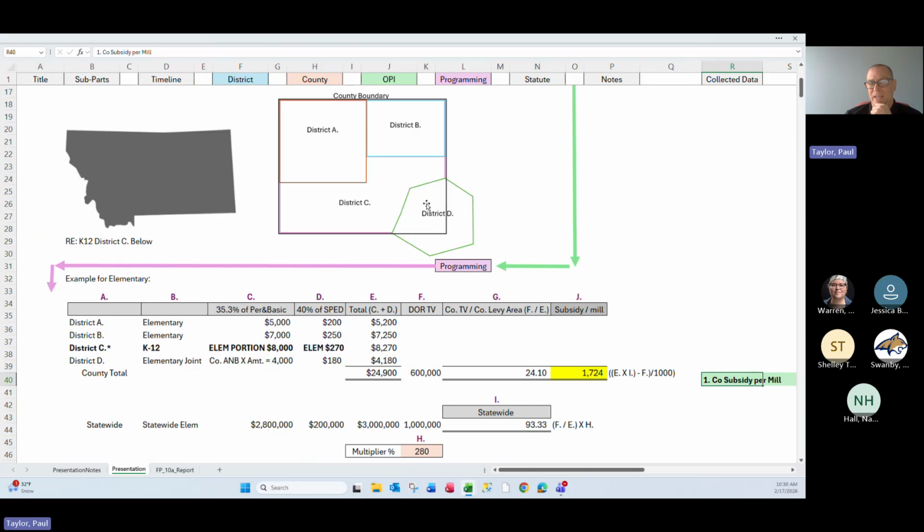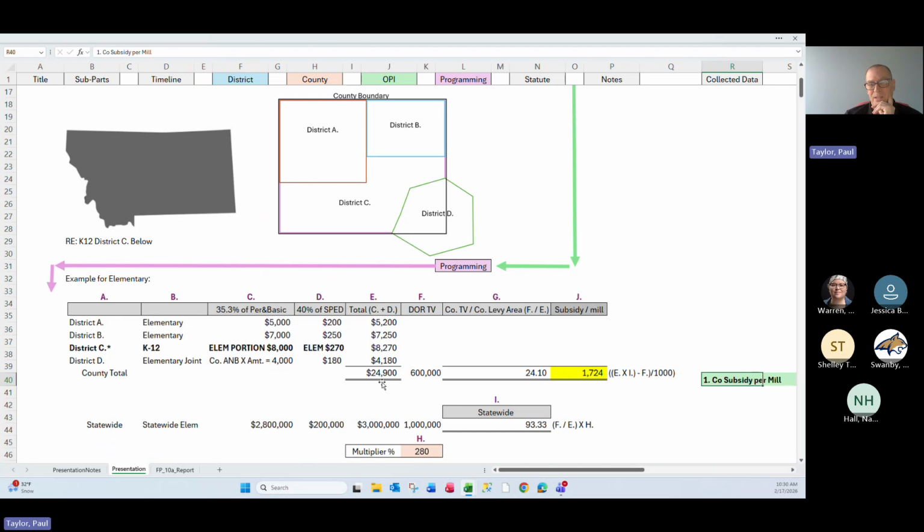So the county of location means the school building resides in this county, but they have land over in some other county. We're going to go into more detail on that a little bit later on. Okay, so where were we?